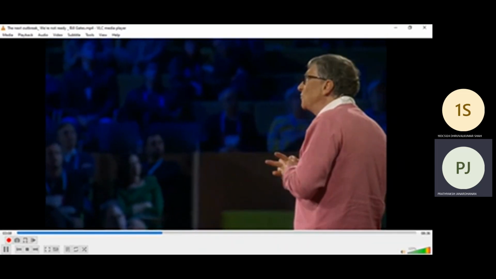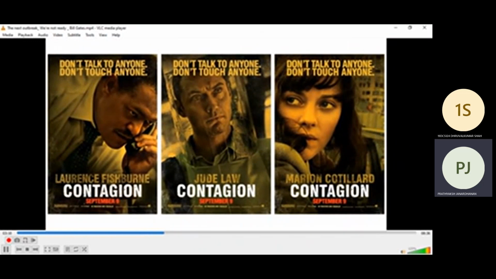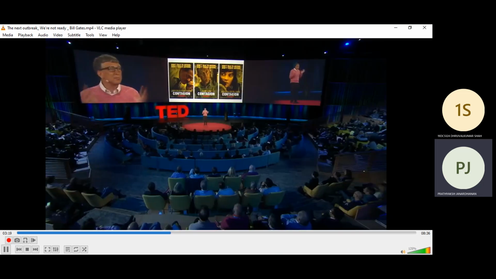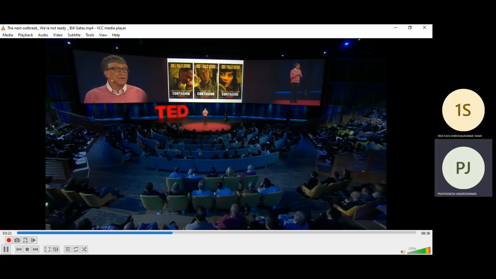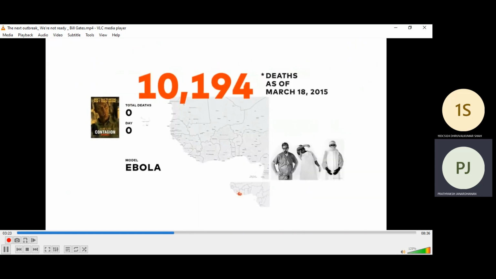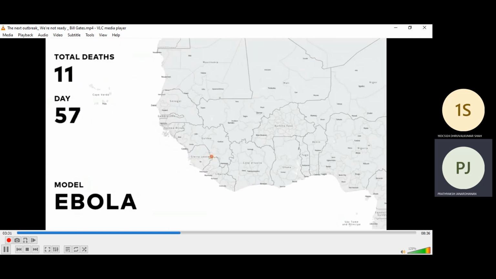Now in the movies, it's quite different. There's a group of handsome epidemiologists ready to go. They move in, they save the day, but that's just pure Hollywood. The failure to prepare could allow the next epidemic to be dramatically more devastating than Ebola. Let's look at the progression of Ebola over this year.